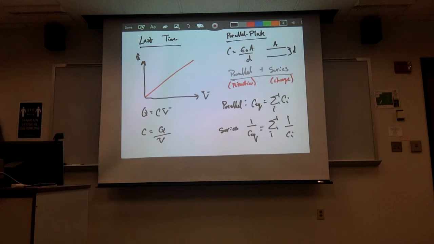So this is parallel and series. The effect of each one: this one increases the capacitance, and this one decreases the capacitance.